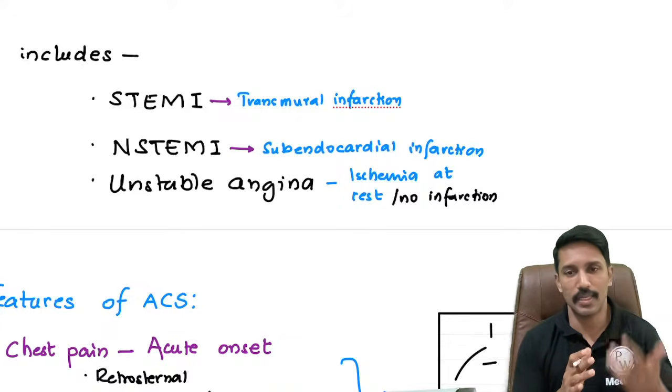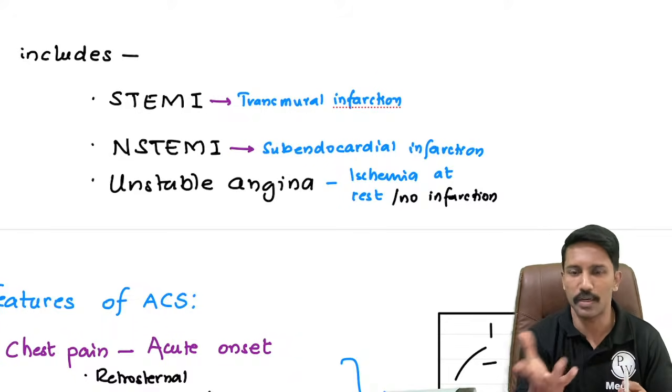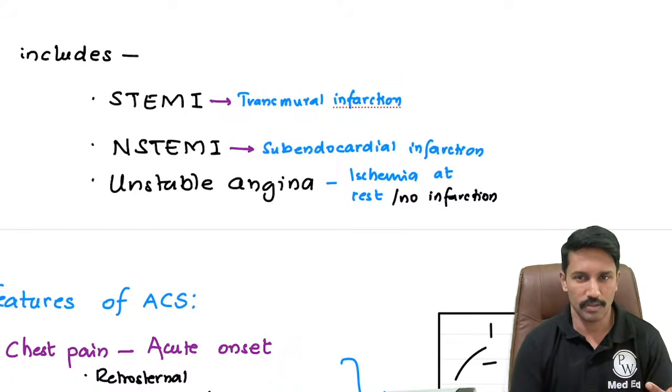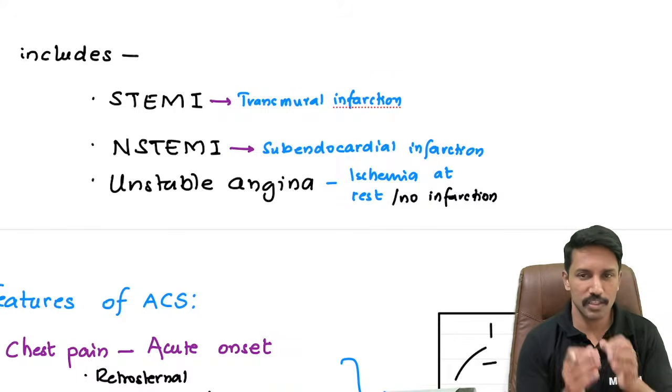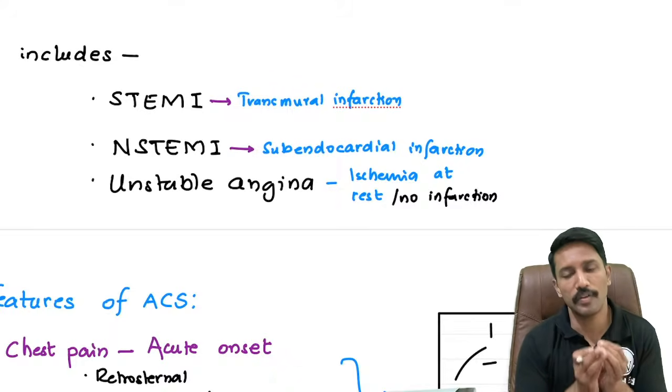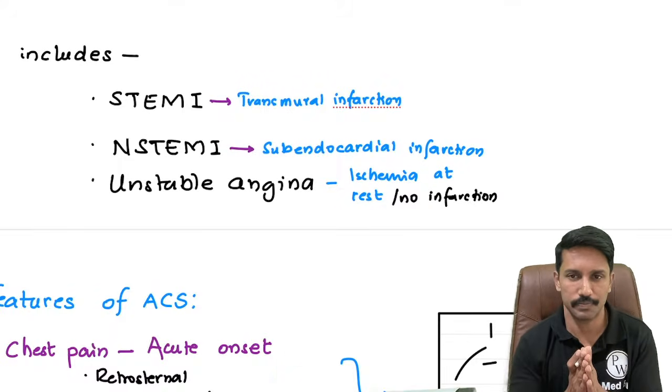Whenever myocardium dies, it releases proteins within the myocardial cells into blood. What are those? Troponin, CKMB, right? Ischemia modified albumin. These intracellular cardiac proteins will be released into blood whenever myocardium is infarcted or damaged.